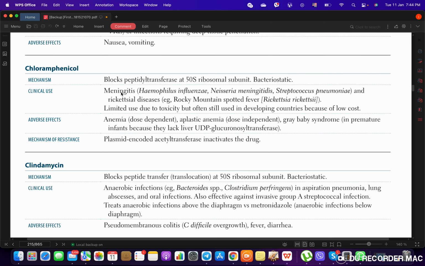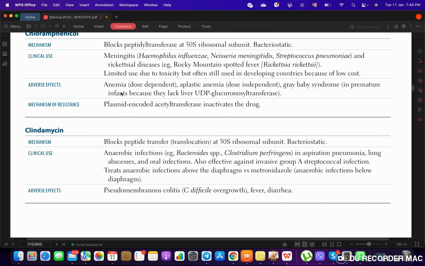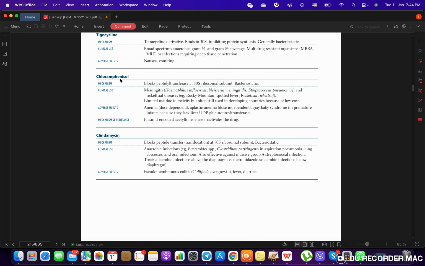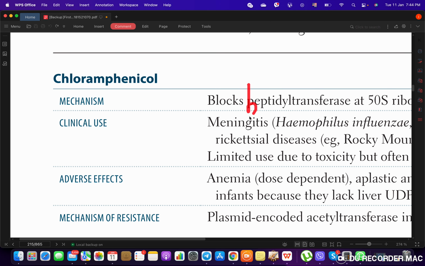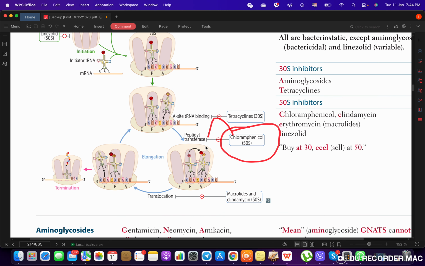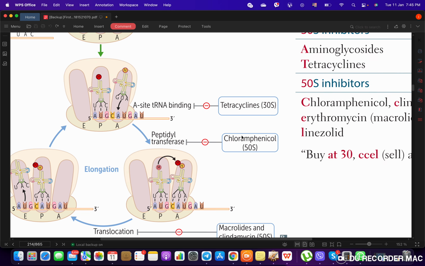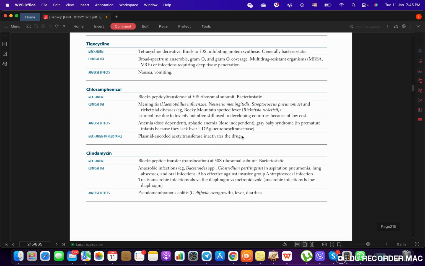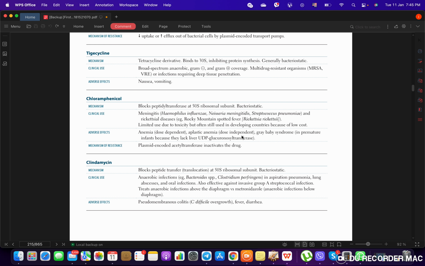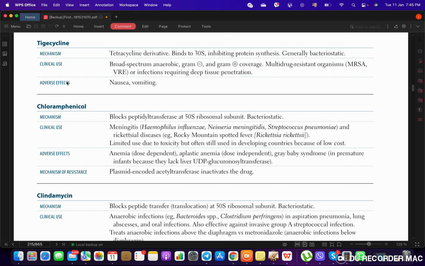Okay, chloramphenicol. It blocks the peptidyl transferase at the 50S ribosomal subunit. It's bacteriostatic. Remember, I told you, baby T-deal. Yes, it was the baby T-deal. So it works on the peptidyl transferase. Why baby? Because it leads to gray baby syndrome. I told you, it's not an old drug at all. It's a new drug. I'm not sure which year, but I know for sure that it's new.